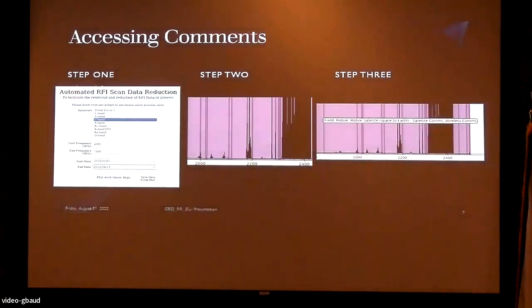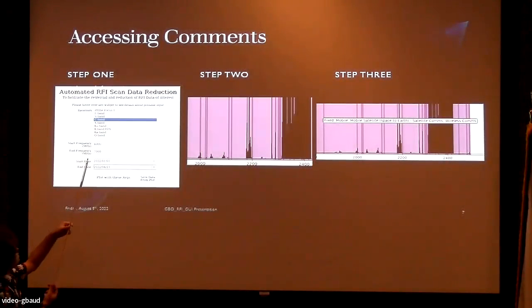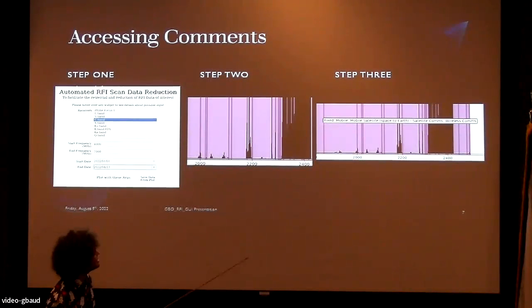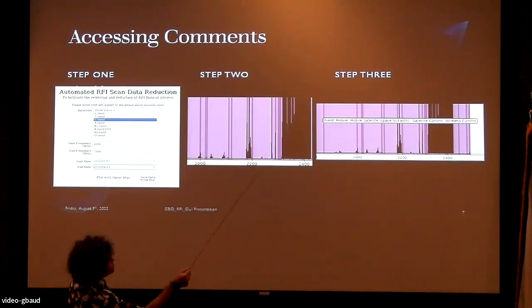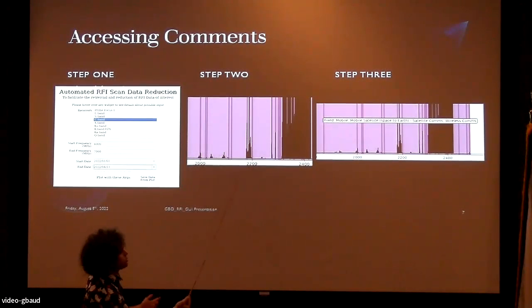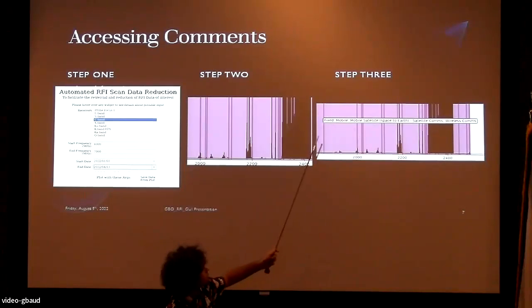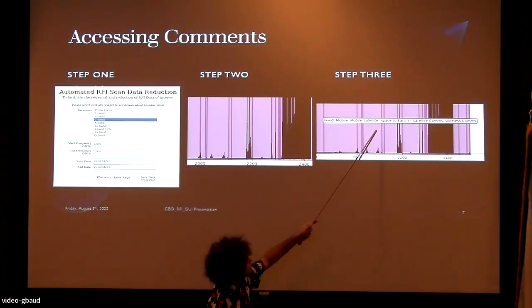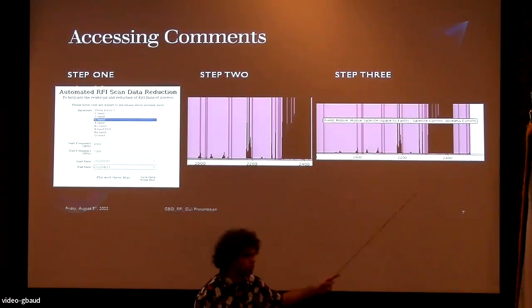So to access the comments, you would go through these steps right here. Once again, choosing the receiver, choosing the start and end frequency, choosing the start date and end date, and then you'd be greeted with the new graph that has all the purple. In this case, I saw, okay, there's a spike around 2200. So then you would click there, and you'd be met with a comment. And it would say, oh, it's from a satellite sending information from space to Earth.